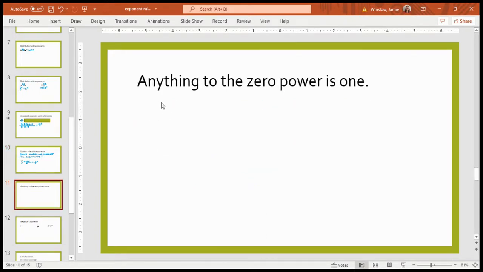Okay, something that's kind of elusive, kind of cool, is that anything to the 0 power equals 1, always. And I'll show you why if you think about it. Let's say we had 2 to the 1 over 2 to the 1. Using our division rules, what would we do with the exponents? Because the bases match, we can subtract them. So this would be 1 minus 1. Look, 1 minus 1 is 0.